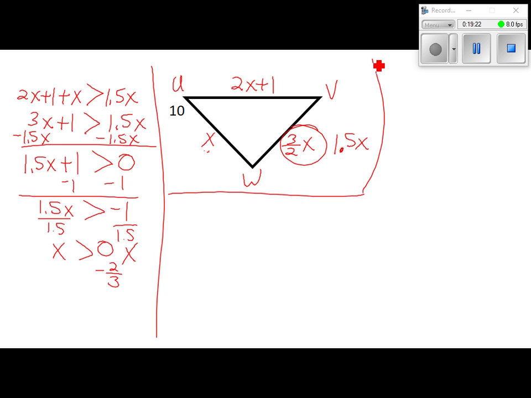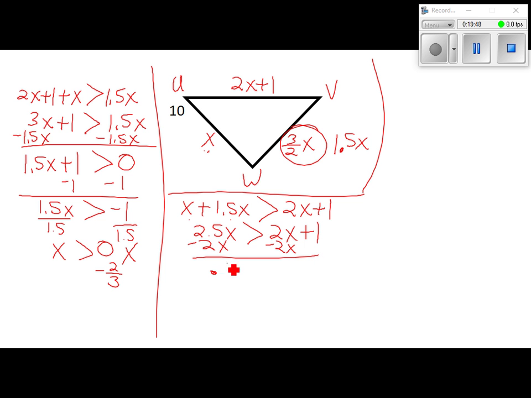The next one, if I pick two other sides, I picked 2x plus 1 and x the first time. So I'm going to pick x plus 1.5x, and that should be greater than 2x plus 1. Add those two together and you get 2.5x is greater than 2x plus 1. Subtract 2x on both sides. You end up with 0.5x is greater than 1. Divide both sides by 0.5, and you end up with x has to be greater than 2.